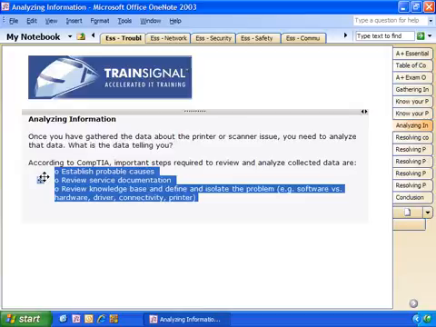So according to CompTIA, these are the important steps we need to take to analyze this information. So first off, establish the probable cause. What was the cause for that piece of paper to jam? Let's look around and try to figure it out.